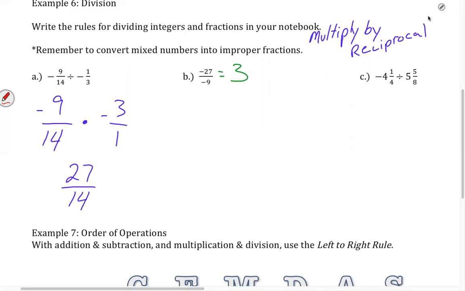All right. What is the issue with C? Like, what is your problem with C? Like, I look at C, Julia, and I'm just like, ugh. Julia, why am I saying ugh? Because there's mixed fractions. Yeah, they're mixed fractions. So I don't like mixed fractions. I like improper fractions. So I'm going to make these improper fractions.